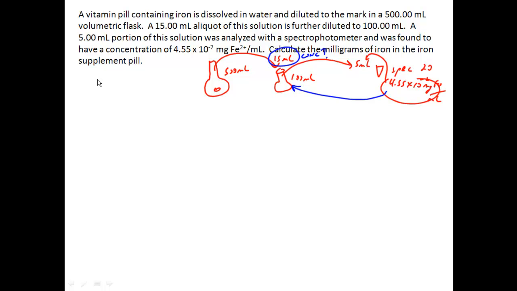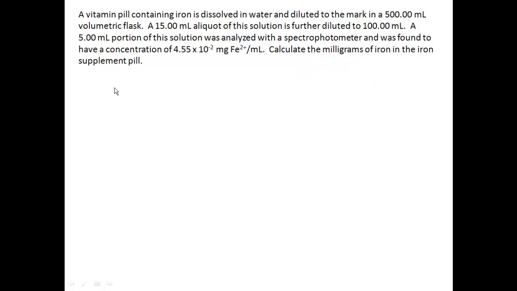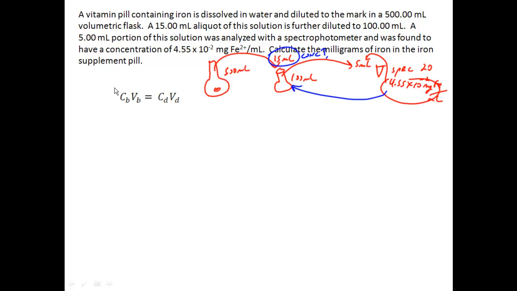That's just doing your CV equals CV. Okay, so your bulk is 100 mils. Excuse me, your diluted is 100 mils. The concentration is 4.55 times 10 to the negative second milligrams per milliliter. And the volume of my bulk is 15 mils. So let's plug it into your CV equals CV. Okay, in this case we know the volume, that's your 15 mils. We know the concentration, that's your 4.55 times 10 to the negative second, and the volume is 100 mils.